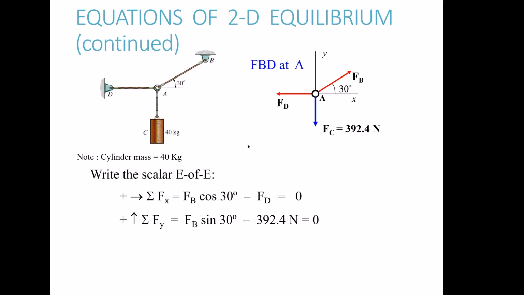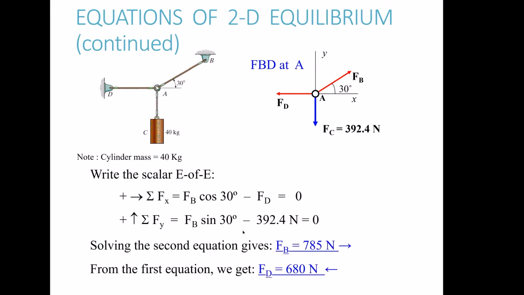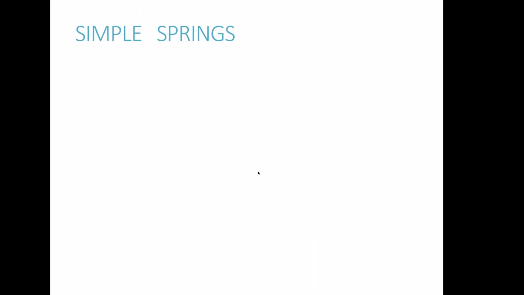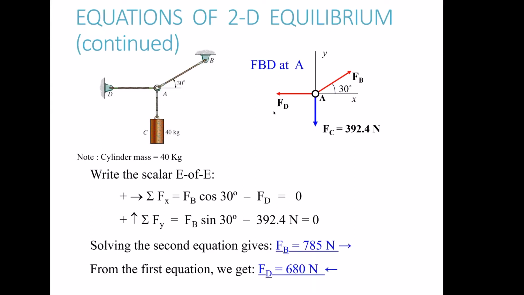All right, so here are our two equations. This one has two unknowns, but the second equation only has one unknown, so we can actually solve for that. We could solve for FB. So now we have FB, and then we can plug it back in here and solve for FD. So that's a basic two-dimensional problem with forces.